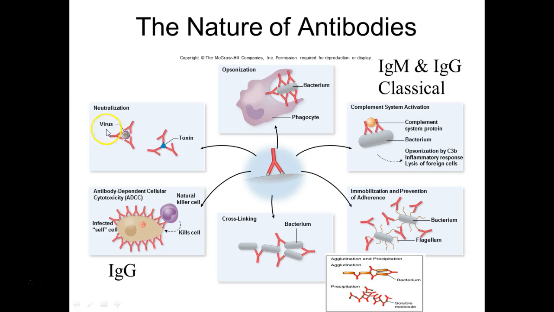Neutralization, yep, definitely would be a good neutralizer. Which one do you think it would be super good at? Because, I mean, look at all those antigen binding sites. 10 antigen binding sites. Nope, remember natural killers, only IgG. The cross-linking, right? These are really good in agglutination.